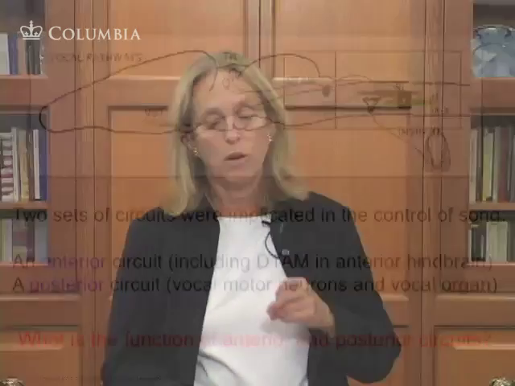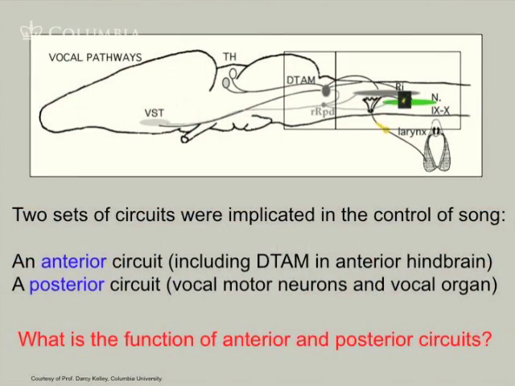And we put dyes in various places. We saw how they were connected. We put recording electrodes in to look at electrical activity. And eventually we came up with this scheme here where you have the vocal motor neurons at the back of the brain, of the hindbrain. So those are the guys in green here. And then you have clusters of cells that are right here at the front of the hindbrain.